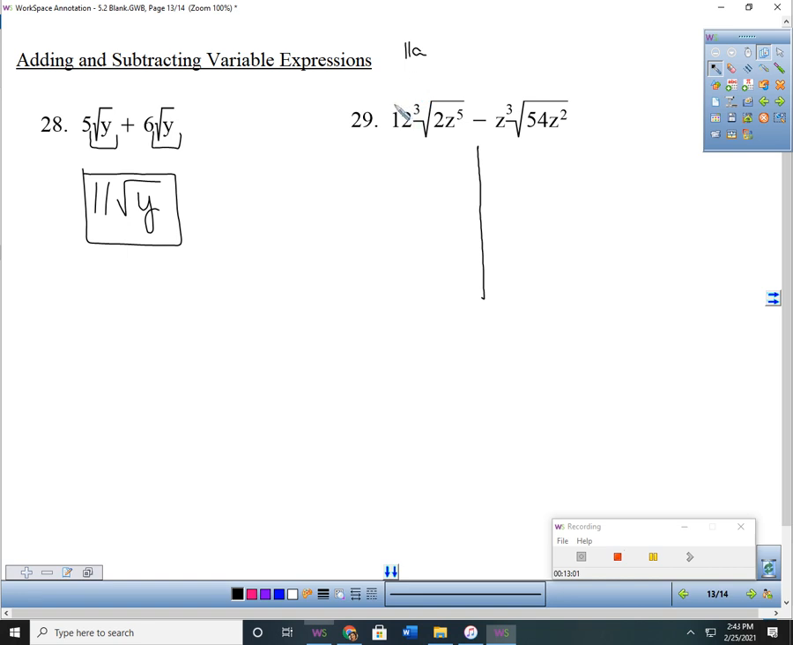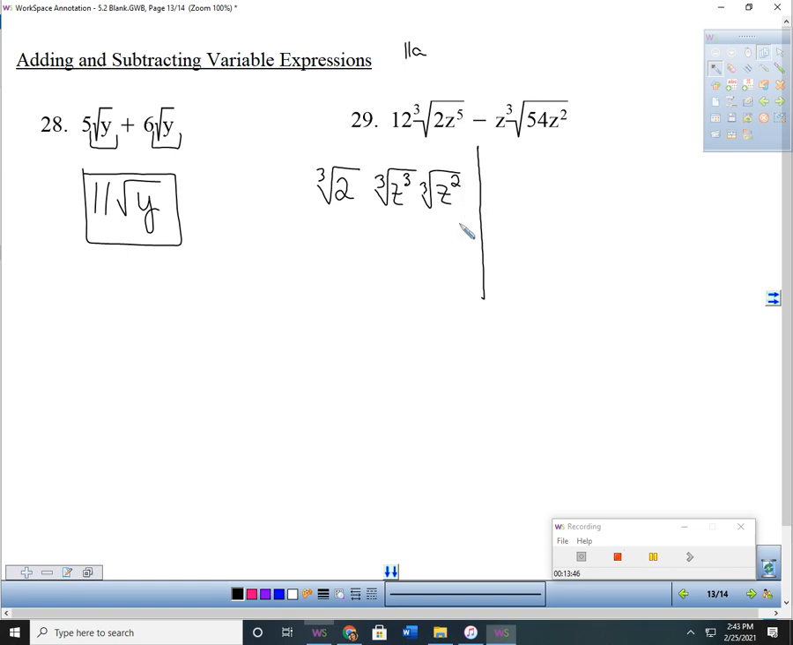So ignore the 12 for a minute, because you're just going to work with your root here. So I have to take the cubed root of 2. Can I reduce the cubed root of 2? No, because 2 is a prime number, right? And so I can't do anything with that. But the z to the 5th, I can split that up. So I've got the cubed root of something times the cubed root of something. So what is the biggest number that's smaller than 5 that will divide by the 3? 3. And that would leave you with 2 z's, right?